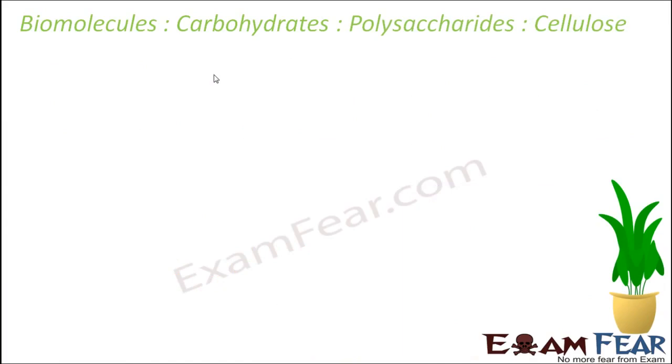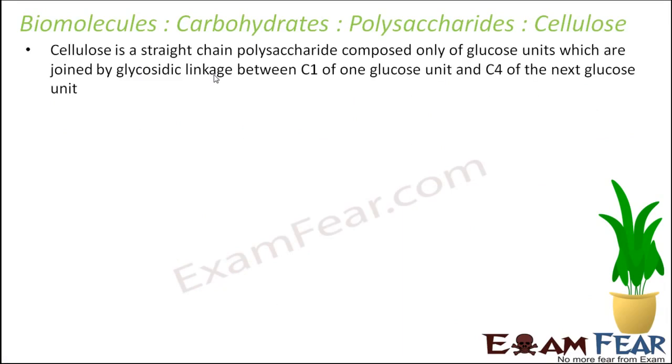Let us talk about the next polysaccharide, that is cellulose. So cellulose is a straight chain polysaccharide composed of glucose units which are joined by glycosidic linkage between C1 and C4 of the next glucose unit. So this is very similar to the structure of amylose. So here also you have C1, C4 linkage. Here also you have only glucose units.